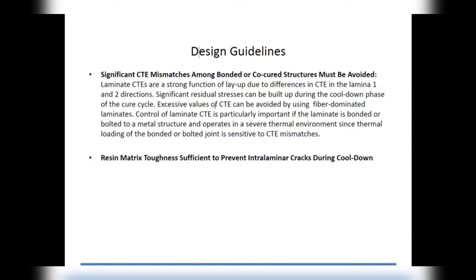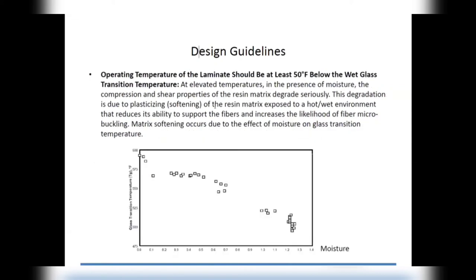It's also very important to understand that resin fracture toughness can be sufficient to prevent intralaminar cracks during cooldown. So getting a good resin system can go a long way in your design. I also want to talk about how having plus minus 45 plies in contact with each other is a good idea. It minimizes the interlaminar shear value. It's not what I'm covering here, but just throwing in another good design practice. Operating temperatures of the laminate should be at least 50 degrees Fahrenheit below the wet glass transition temperature. That is a good idea.